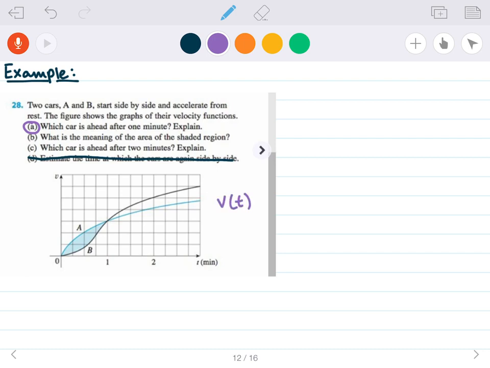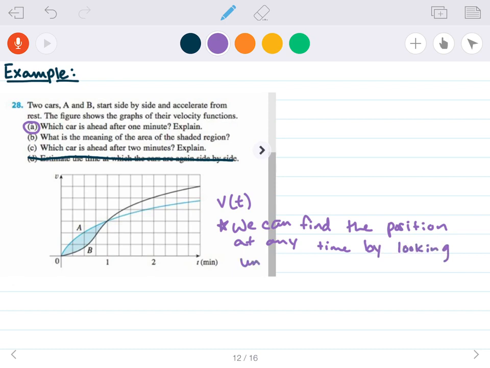And so what this means is that we can find the position at any time by looking at the area under the curve, or curves. All right, so let's go ahead. So here's what we're looking at. We're interested in what happens, which car is farther ahead at t equals 1 minute. And so we need to see how much distance they have accumulated.